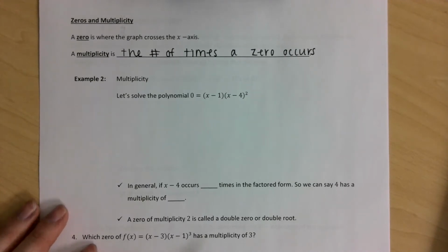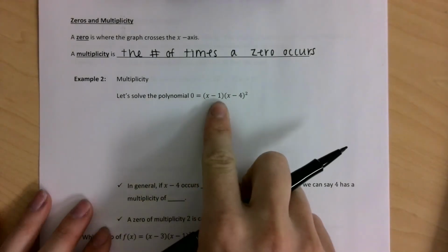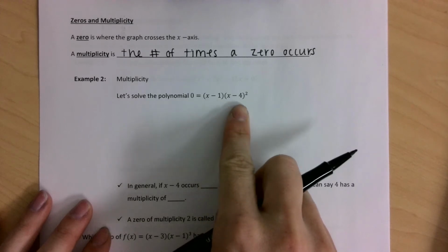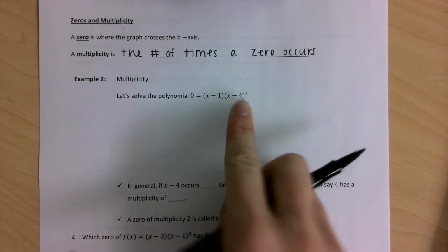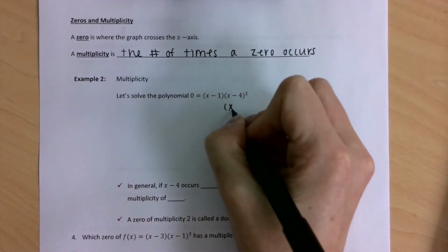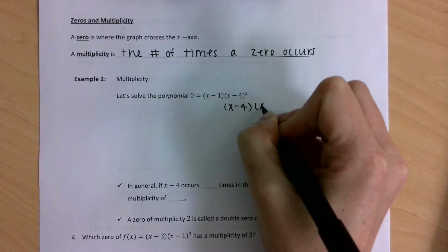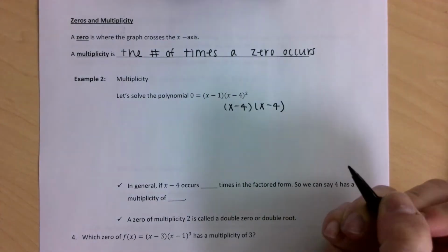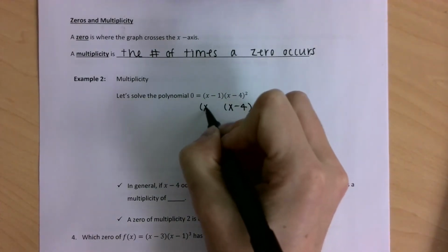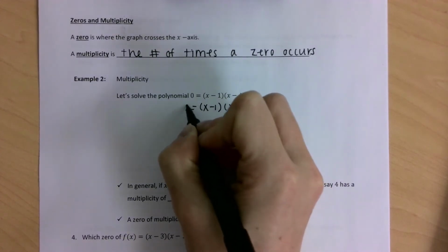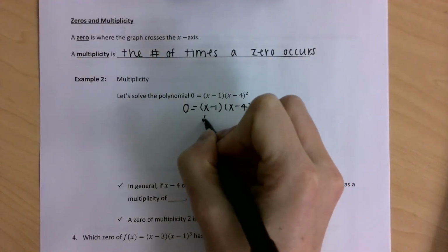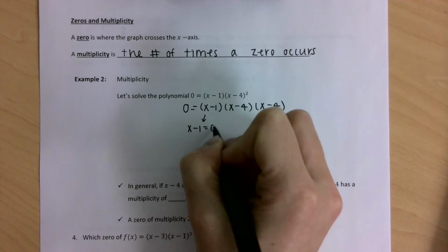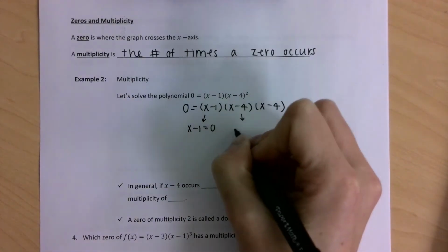Okay, so example 2 says, let's solve this polynomial. It gives me x minus 1 and x minus 4 squared. Now, x minus 4 squared really means that this x minus 4 is happening twice. So I'm going to write out 2 sets of parentheses. I'm going to leave the x minus 1 and be equals to 0. Now, if I want to figure out what x is equal to, I could set each of these parentheses equal to 0 and solve for x.